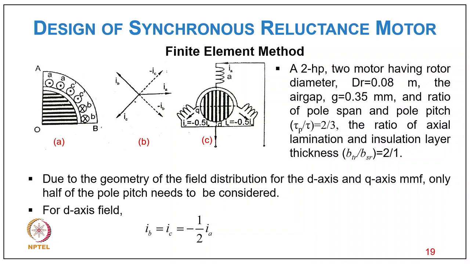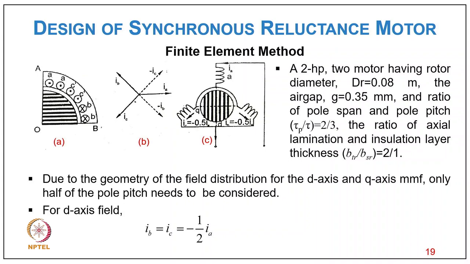92. So, here it is a 2 HP motor having a rotor diameter dr equal to 0.08 meter and the air gap d equal to 0.35 millimeter, and the ratio of pole span and pole pitch is 2/3. The ratio of axial lamination and the insulation layers is PTR upon BSR equal to 2/1.